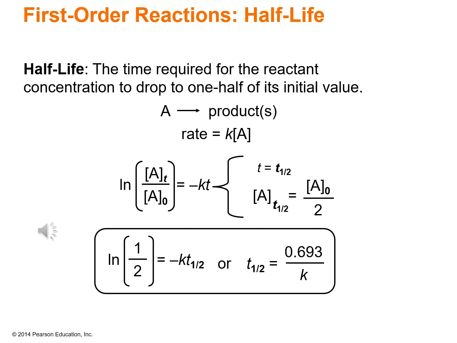Since natural log 1/2 is a constant, we can use natural log 2, which is equal to 0.693, over k. So you can just learn that equation as t sub 1/2 is equal to 0.693 over k.